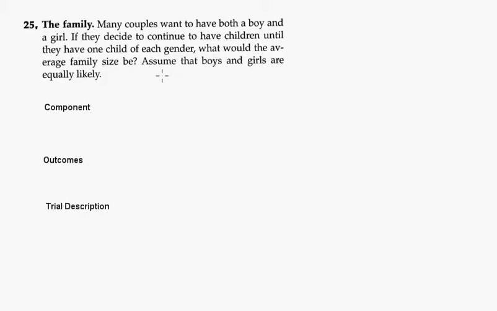Okay, so the component is just having a child. It sounds simple when you write it that way. The outcomes are either a boy or a girl. Okay, and the description is, so let's think about the assignments.